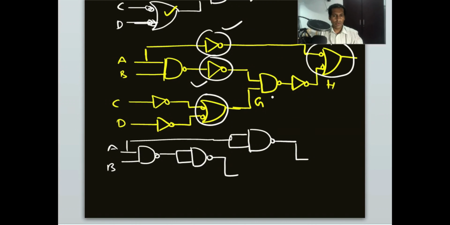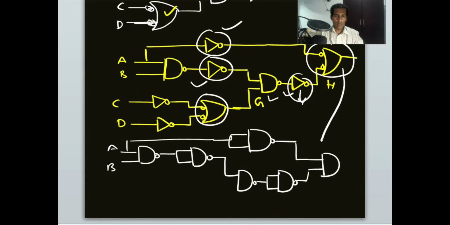Now this output is connected to this one. So this will connect here. Now the output of this one is connected with this inverter. So this one will become again a NAND gate. So here we will connect one more NAND gate. These are all inputs for the. Now this one also will convert as a NAND gate.